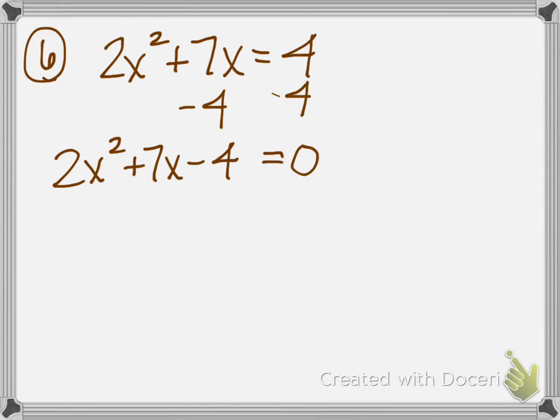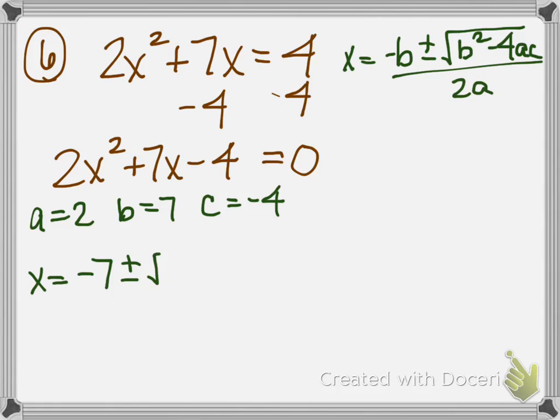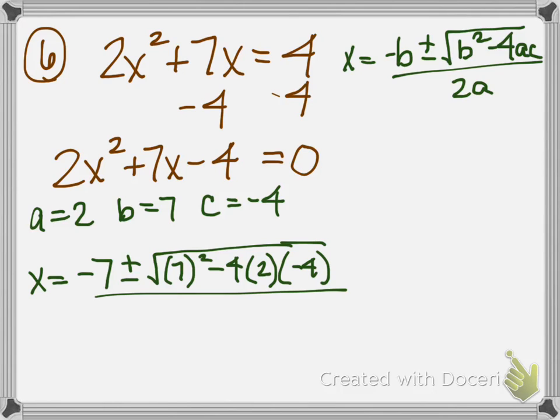So, to do the quadratic formula, you need a, b, and c. a is 2, b is 7, c is negative 4. Remember the formula, x equals negative b plus or minus the square root of b squared minus 4ac, divided by 2a. So x equals the opposite of b, so b is 7, so negative 7, plus or minus the square root of 7 squared minus 4 times 2 times negative 4, and that's all divided by 2 times 2.